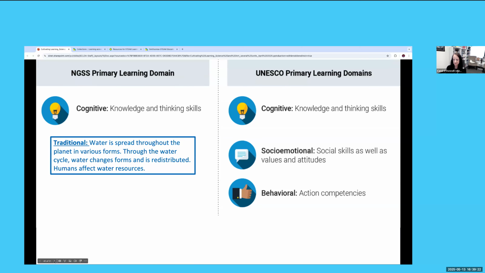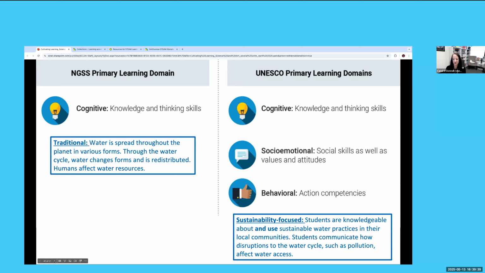That's a very traditional way of thinking about how to teach about the water cycle or teach about water. But on the right side is a much more complex way that actually allows students to integrate history, art, culture, and science into the teaching of the topic of water. So if you click one more time, you'll see this is a more sustainability-focused way of addressing water. Students are knowledgeable about water, and they use sustainable water practices in their local communities. Students communicate how the disruption to the water cycle, such as through pollutants, affects access to clean water. And we saw an example from one of the chat entries: how would students communicate how things like pollution might affect their access to clean water? They might use art.